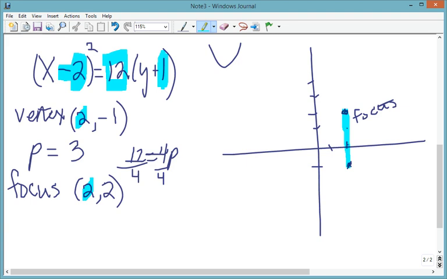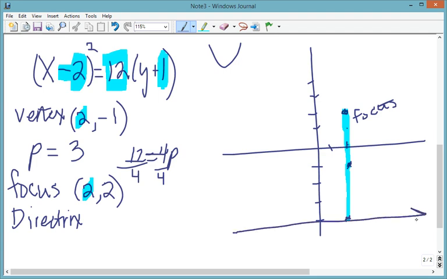Right? Now, how about the directrix? We want to be able to find the directrix. And just like before, when we go up 3, we go down 3 to find, oh yeah, that's a line, the directrix. Okay, so from my vertex, which is at -1, when I go down 3, now I'm at -4. So my directrix is the line y equals -4. And so we were able to get everything, right?